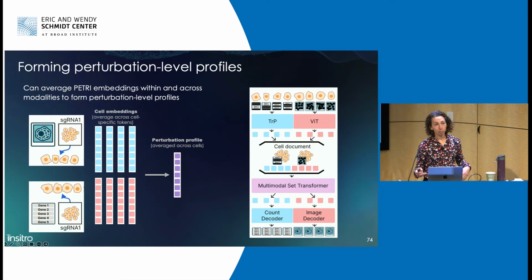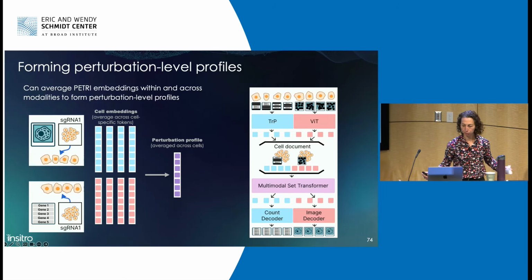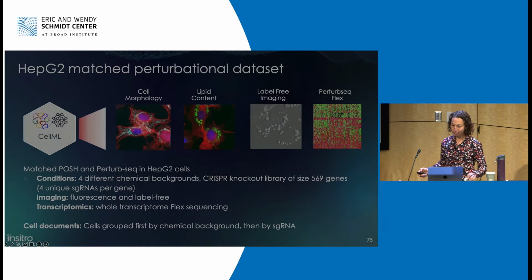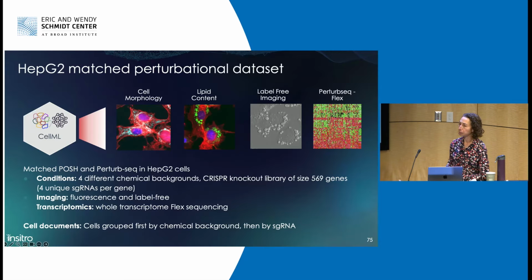And then using Petri, we can form perturbation level profiles by integrating across cells that have a shared perturbation, regardless of which modality that cell comes from. And we're going to examine Petri in a matched POSH perturb-seq HepG2 dataset, where our imaging data comes from fluorescence and label-free imaging, and our transcriptomics from Flex sequencing.